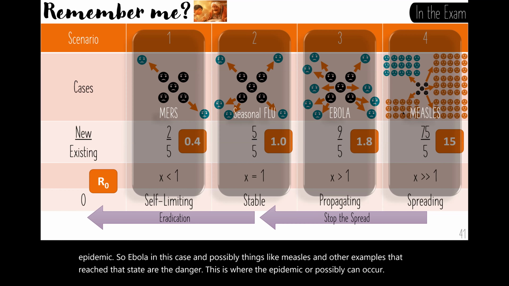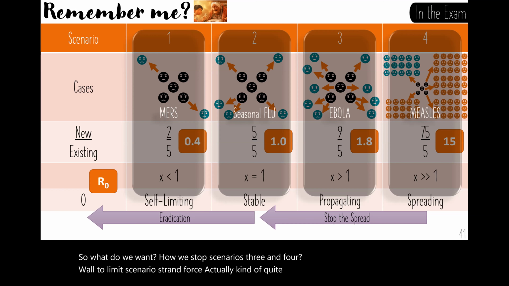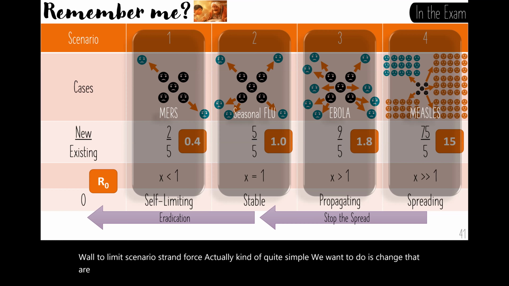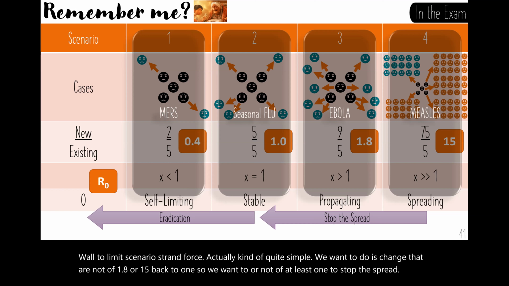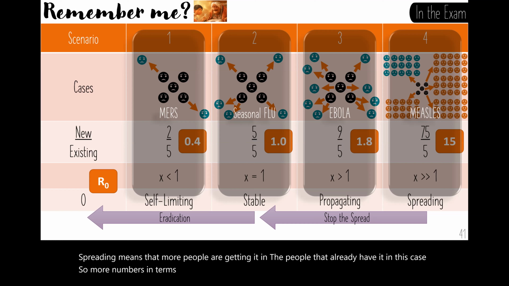So what do we want? How do we stop scenarios 3 and 4? Well, to limit scenarios 3 and 4 is actually quite simple. What we want to do is change that R0 of 1.8 or 15 back to 1. So we want an R0 of at most 1 to stop the spread. Remember, spreading means that more people are getting it than the people that already have it, so more numbers, more math. Think about it that way.